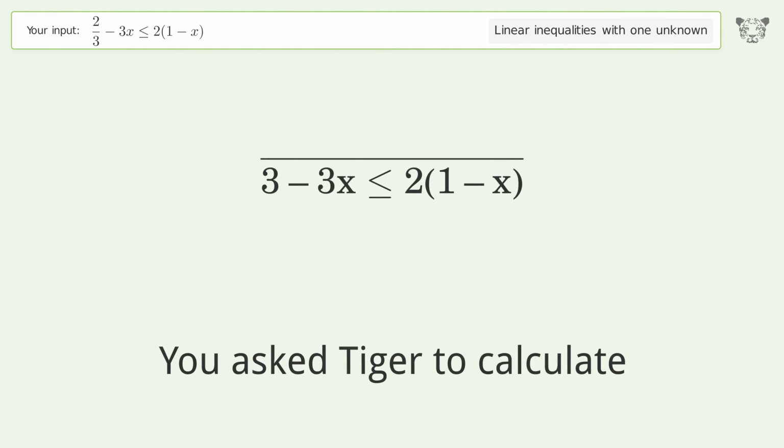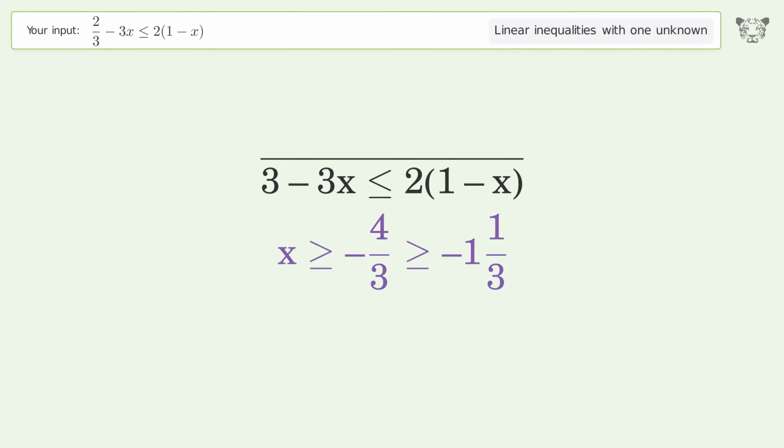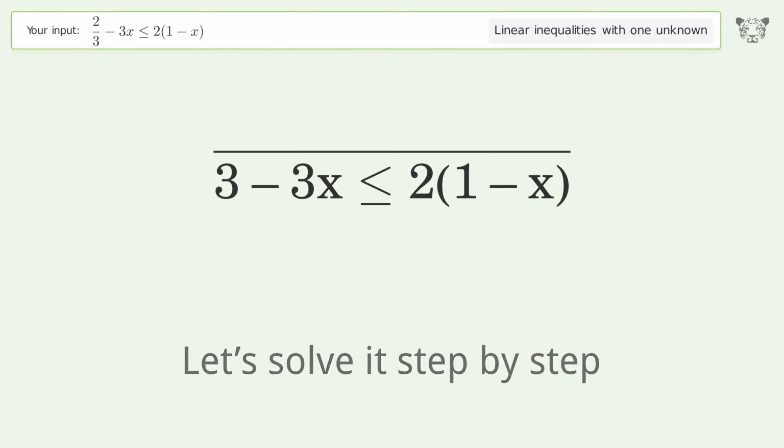You ask Tiger to calculate. This deals with linear inequalities with one unknown. The final result is x equal or greater than -4/3 equal or greater than -11/3. Let's solve it step by step.